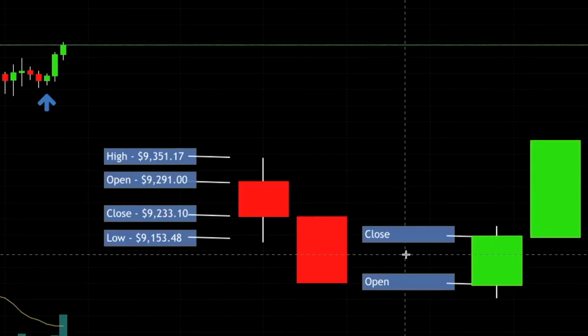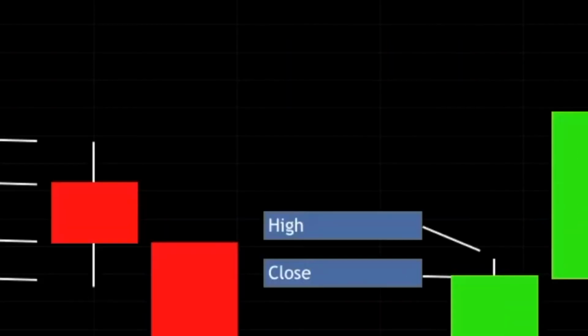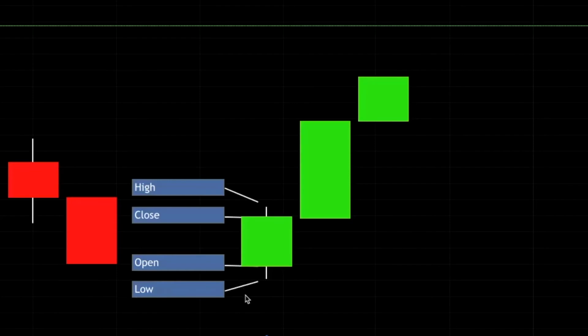So to finish off labeling the candle, we know that this is the top and this is the low. Now that we've labeled our candle, we can see that the low is the bottom of this wick and the high is the top of this wick. So this candle opened at the bottom of the body right here, and then it closed at the top of the body right here. The high was at the top of the wick right here, and the low was at the bottom of the wick right here.